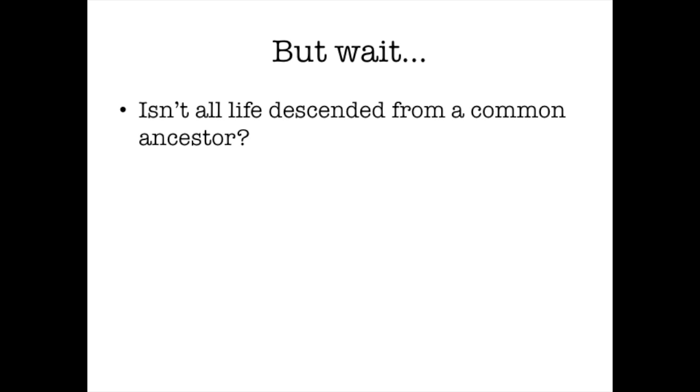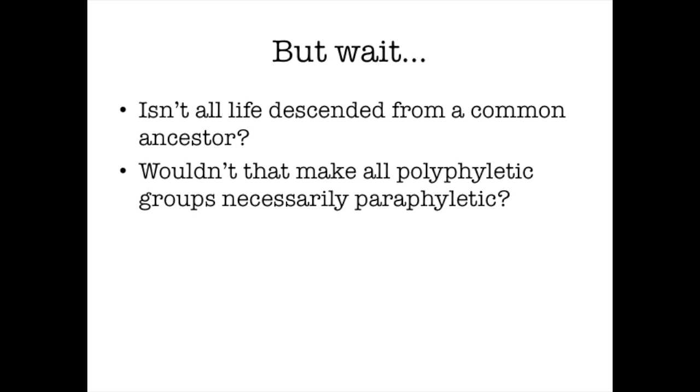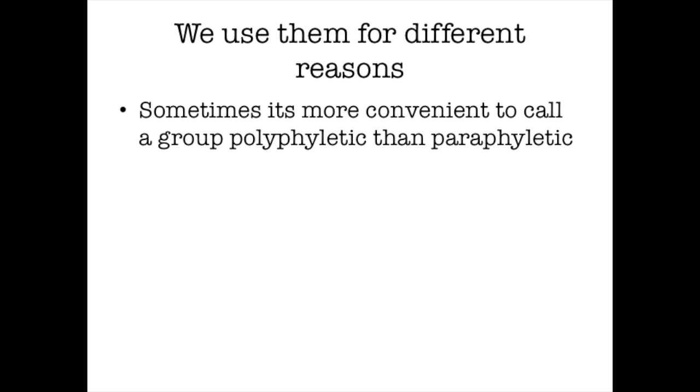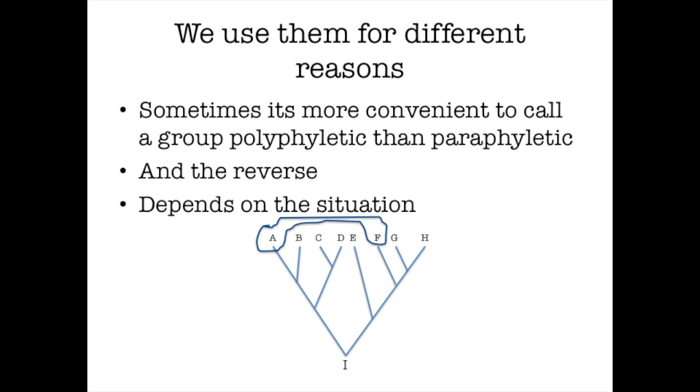But wait, you say, isn't all life descended from a common ancestor? Wouldn't that make all polyphyletic groups necessarily paraphyletic? Shut up! I get where you're coming from, but sometimes it's more convenient to call a group polyphyletic than paraphyletic, and the reverse, depending on the context you're looking at the groups in. So for example, here, A and F are paraphyletic, but they're also polyphyletic.